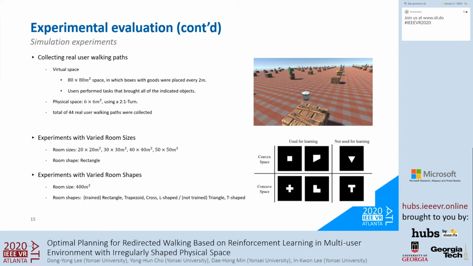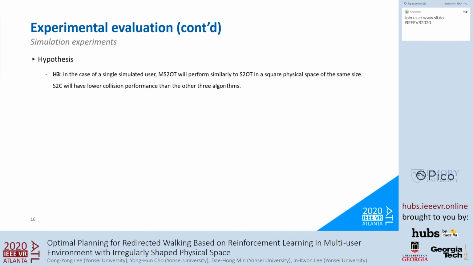We classified the experiment into two conditions. The first is an experiment on various room sizes, and the second is an experiment on various room shapes. Through the simulation experiment, we made three hypotheses and verified them. First of all, in the case of a single simulated user, MS2T will perform similarly to S2T in a physical space of the same size. S2C will have lower collision performance than the other three algorithms.